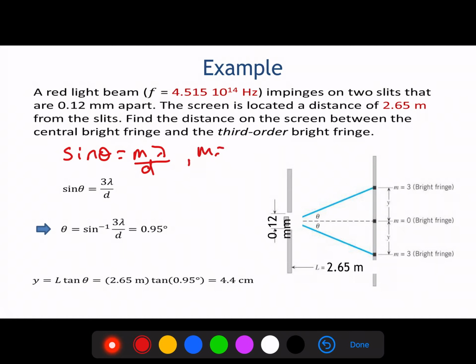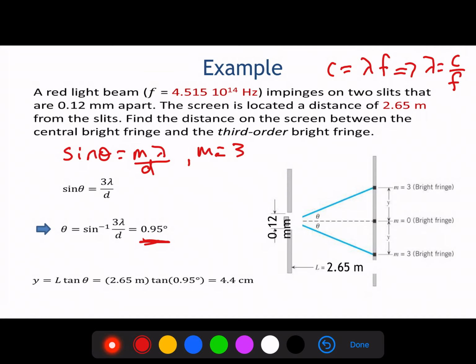Now notice that this equation involves lambda, but I've been given a frequency. However, recall that the speed of light is equal to lambda times my frequency. So I can solve for this lambda by dividing the speed of light by the frequency. If I do all that and I rearrange my equation and plug in all the values, I should find that this angle theta is less than 1 degree. It's 0.95 degrees. Okay, why do I need to know that?